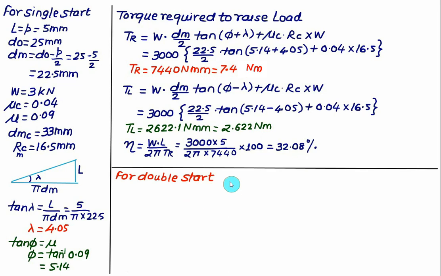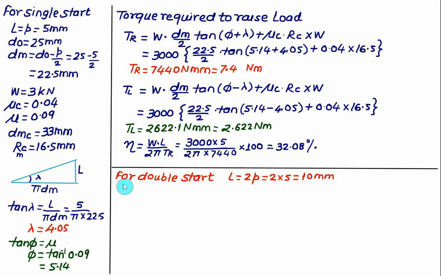In the case of double start, lead will be equal to 2 times the pitch. That is, we have 2 times pitch, 2 into 5 equal to 10 mm. The value of dm depends on pitch, so that will not change. W will not change, mu c will not change, mu will not change, even the collar dimension will not change. But since the lead has been changed, the value of lambda will change.